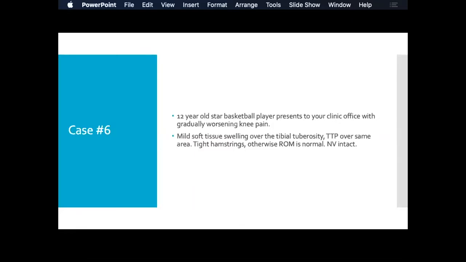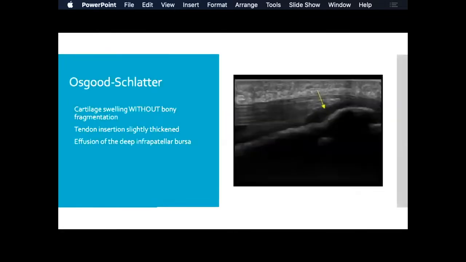So they have mild soft tissue swelling over the tibial tuberosity, tenderness to palpation over that same area. Tight hamstrings, otherwise range of motion is pretty normal and they're neurovascularly intact. So this is a clinical diagnosis. You should know that it's Osgood-Schlatter. You don't need to do x-rays necessarily with it.